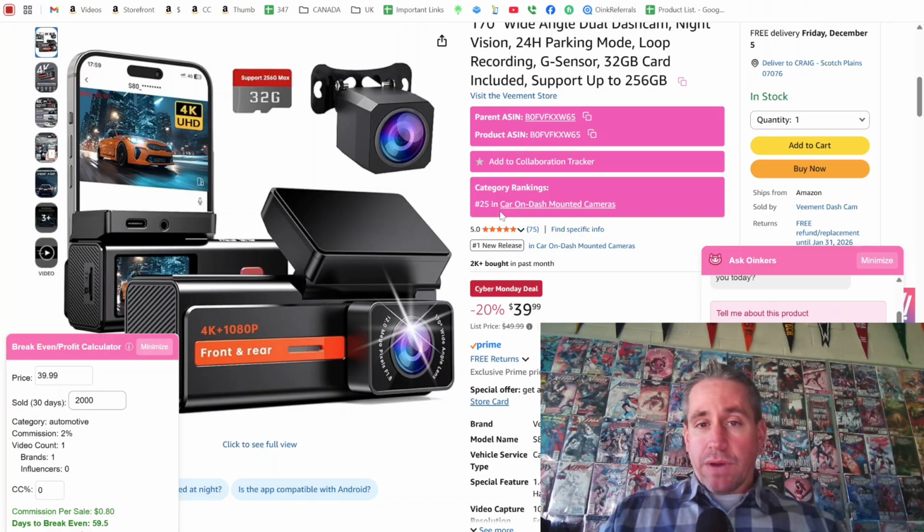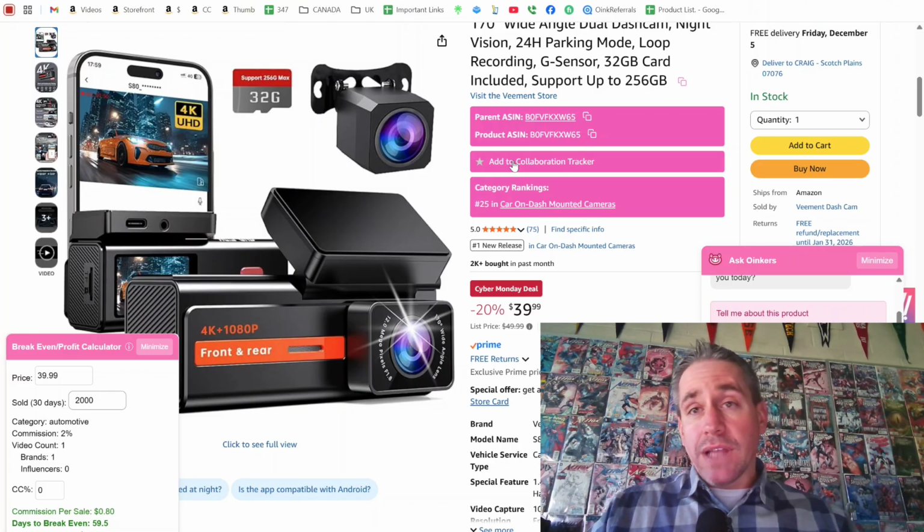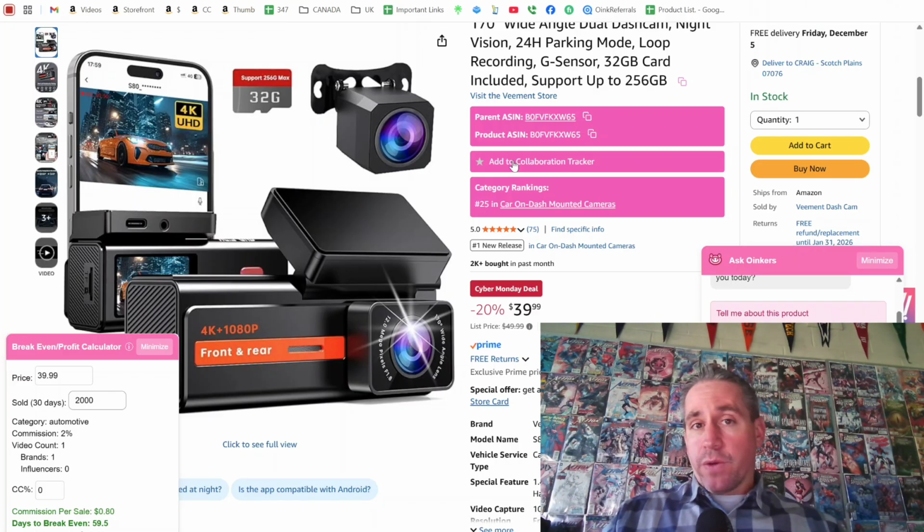And then it tells you what number it is in cart camera mounts. And you can also add it to a collaboration tracker as well. So it gives you a lot of information about a product at a very quick glance, which is great. And I really appreciate that.